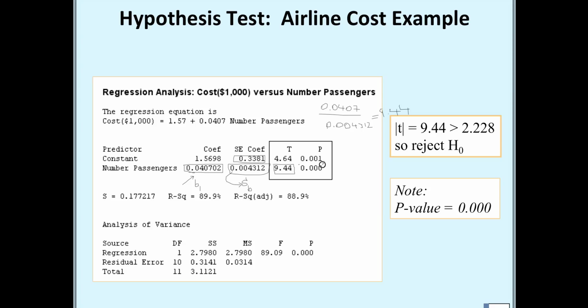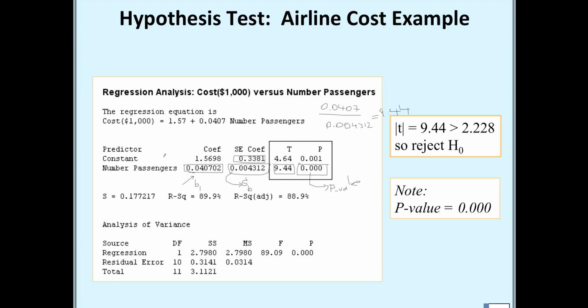And here you have the p-value for this test statistic. The p-value is very small. It's very close to 0, and it's actually 0 up to 3 decimals. That is definitely less than 5%. That's why you reject your null hypothesis. That means you have a significant model.